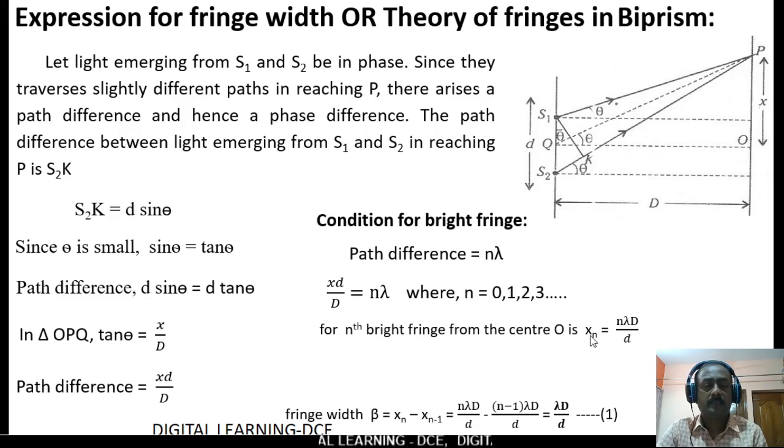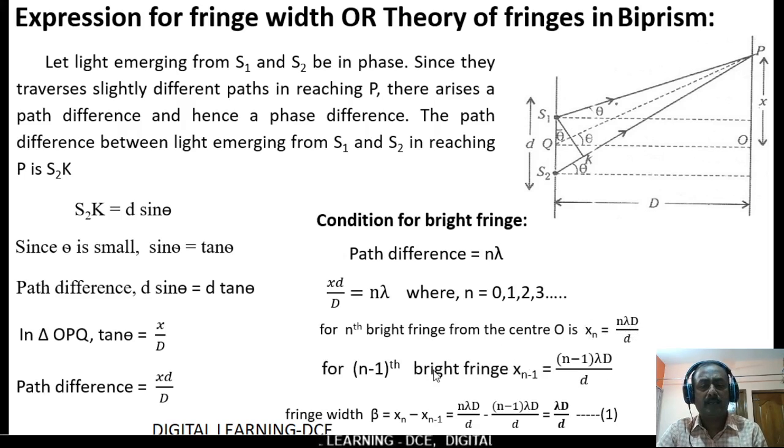Let's suppose xn means the 10th fringe. Assume it to be the 10th fringe. Therefore, xn equals n lambda D by d. For the (n minus 1)th bright fringe on the screen, here n is 10, so 10 minus 1 means the 9th fringe. This nth bright means the 10th fringe, n minus 1 means the 9th fringe. Therefore, x(n minus 1) equals (n minus 1) into lambda D by d.